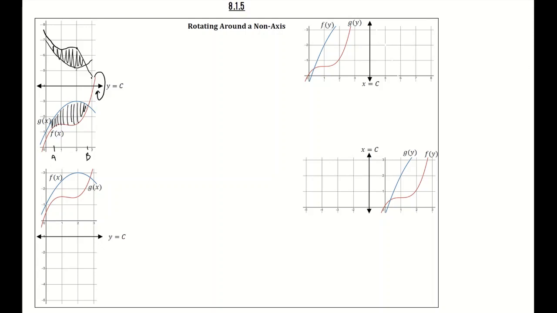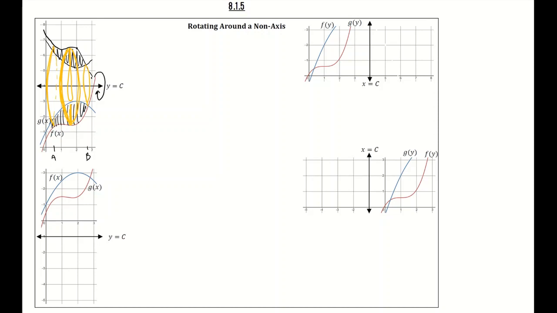Okay. So what this looks like when you rotate it around, something like that, right here, I'll draw my outer, and then one of my representative rectangles, if I rotate that around, becomes a representative washer. So there's one of my washers.